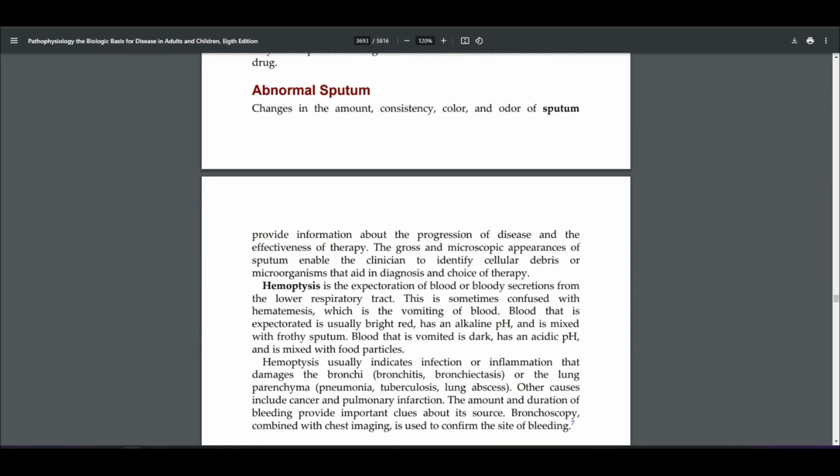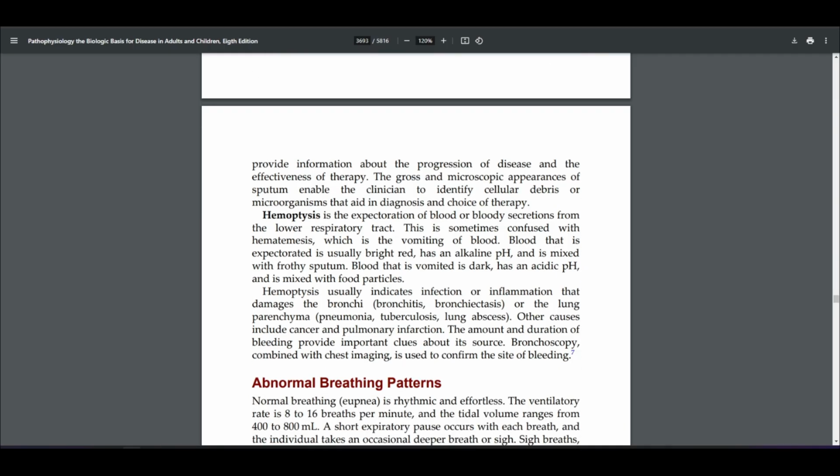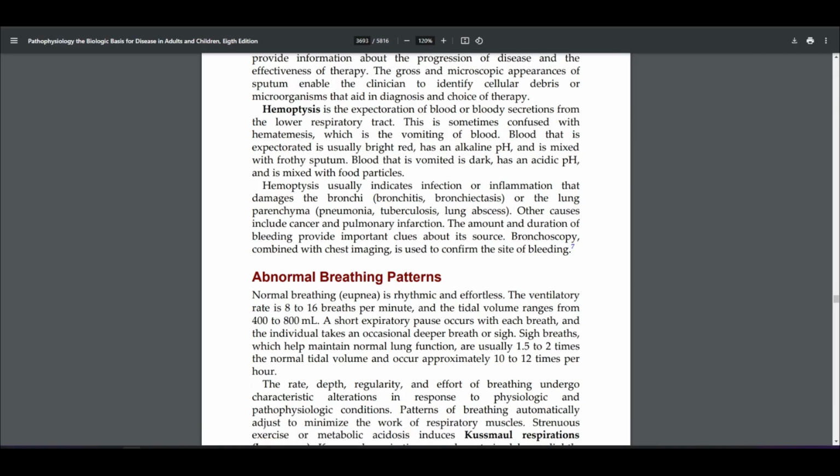Abnormal sputum. Changes in the amount, consistency, color, and odor of sputum provide information about the progression of a disease and the effectiveness of its therapy. The gross and microscopic appearance of sputum enable the clinician to identify cellular debris or microorganisms that aid in diagnosing and in the choice of therapy.